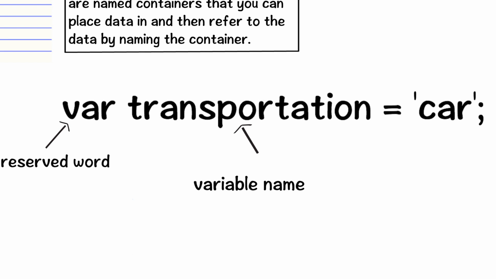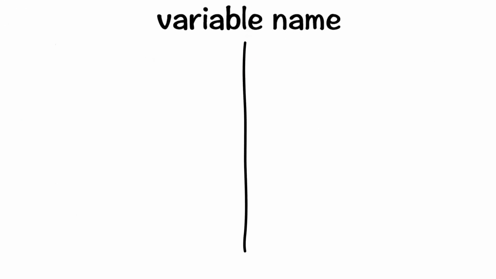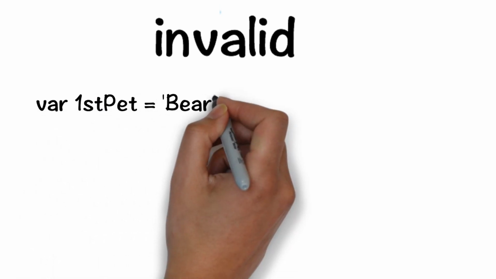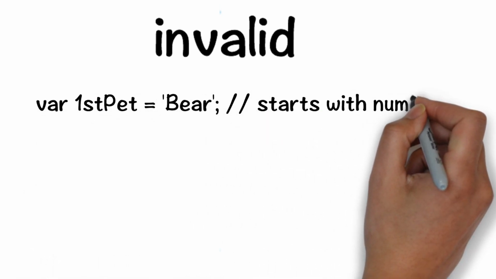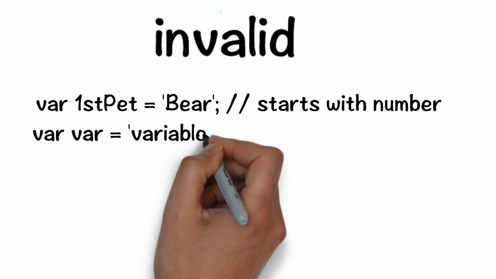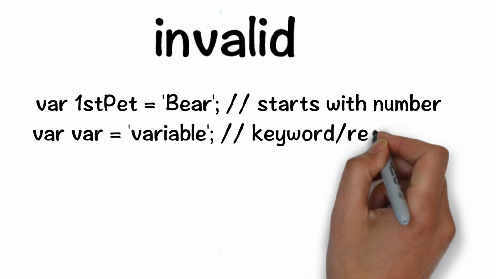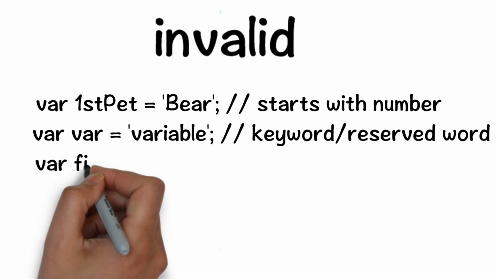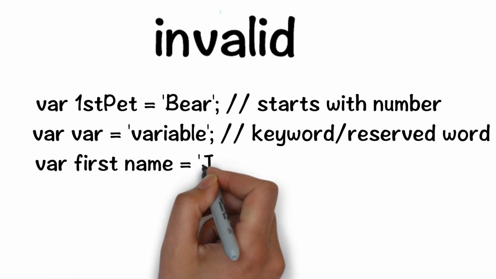Now let's look at how to name variables and best practices. We'll start with some invalid variables first. Invalid variables begin with a number. Anywhere else in the variable is fine, we just can't start with a number. Invalid variables contain a JavaScript keyword. As we saw earlier, var is an example of a JavaScript keyword, making it an invalid variable name. Invalid variables contain a space between words.